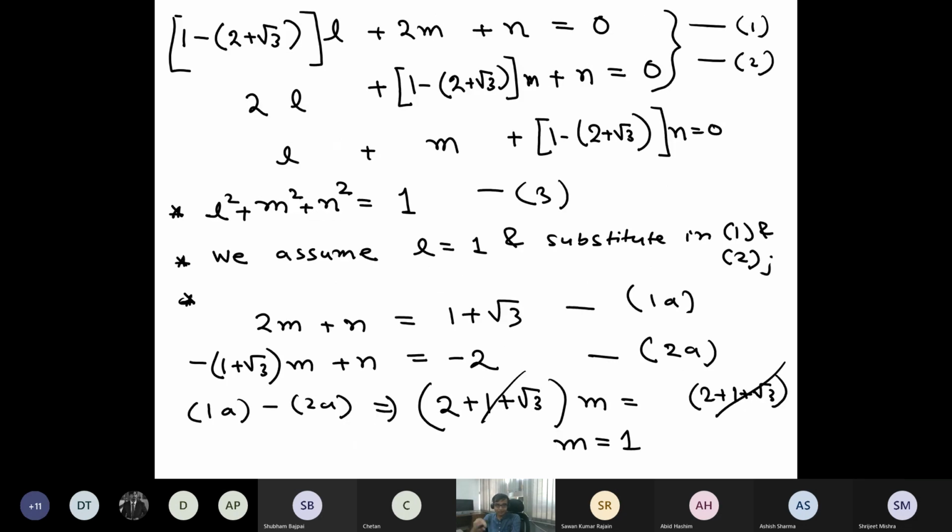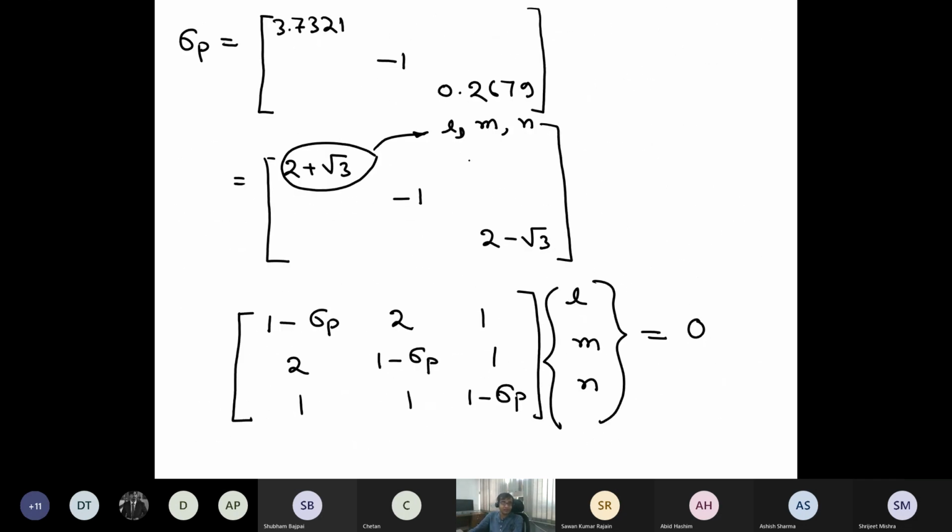Again, I have not solved the total problem. Remember that I have only solved it for this one. You can substitute this one and carry out the calculation, and that will give you another set of LMN. You substitute this one, carry out the calculation, and that will give you another set of LMN, and that is your total solution. So in total, you will get a set of L, M, and N for each principal stress, and you have three principal stresses.